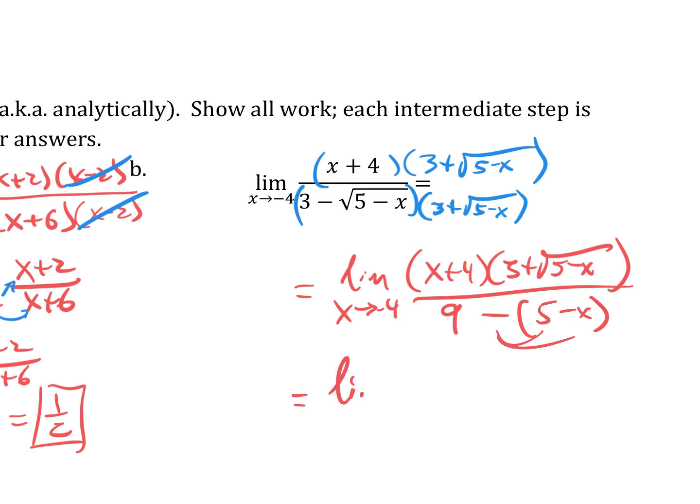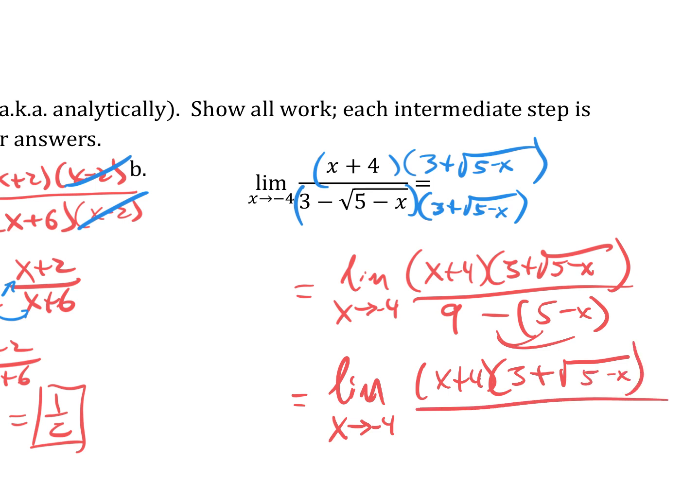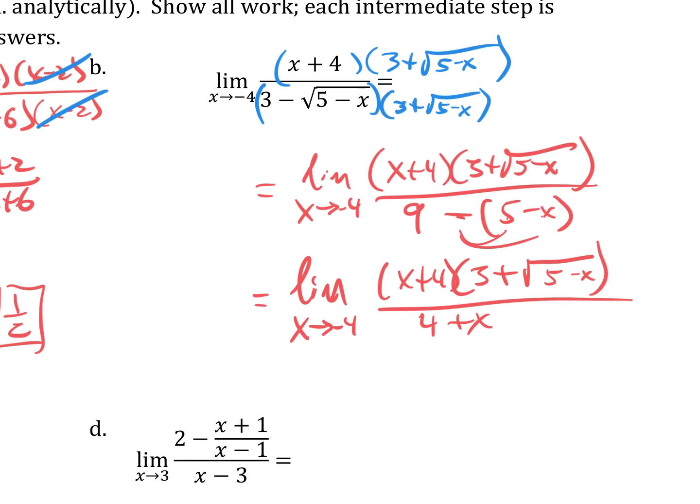Okay, we have our limit as x goes to negative 4 of x plus 4. The top, we're just going to leave it alone for the moment. Square root of 5 minus x. And on the bottom, 9 minus 5 would be 4. And minus negative x would be plus x. All right. And 4 plus x is the same as x plus 4, we know, so that cancels. And so we're left with the limit as x goes to negative 4 of this thing in the parentheses.